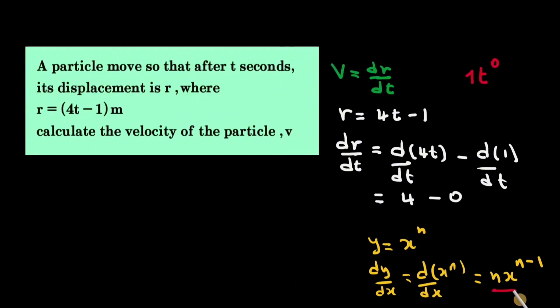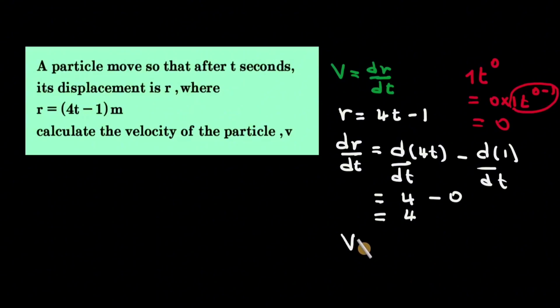And then applying this formula, I'm going to have 0 times 1t to the power 0 minus 1. 0 times anything is 0. So that's why the differentiation of a constant is always 0. And that's why I have the differentiation of 1 here as 0. So it means that here I'll have 4. So the velocity of this particle is equal to 4.